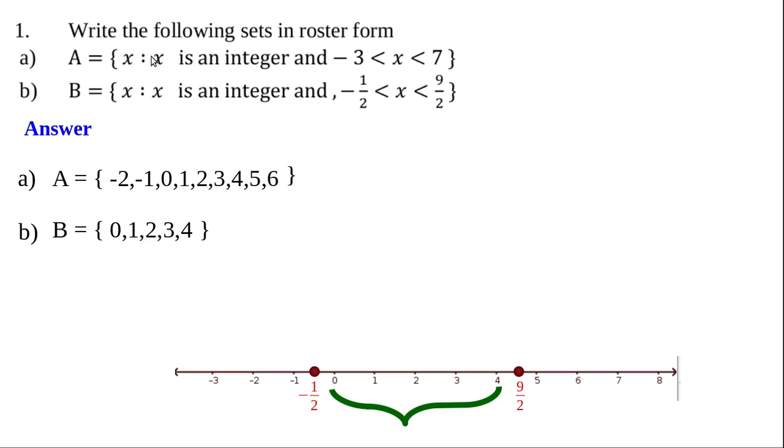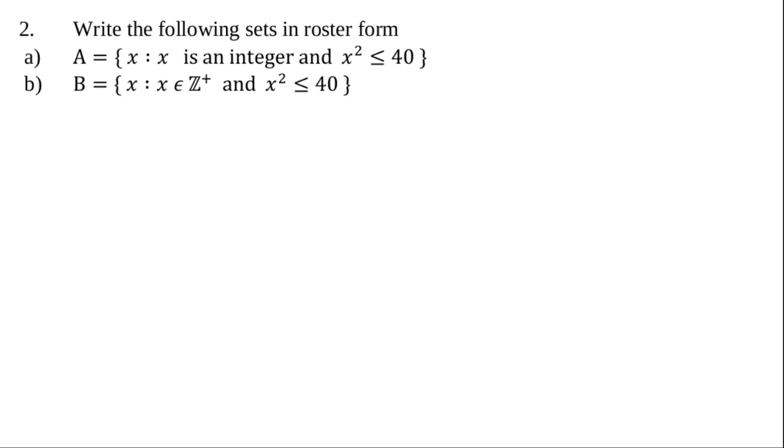Now we converted these two sets in set builder form into roster form. Clear? Now write this question and answer in your notebook at first. After that, see question number 2. What is question number 2? Write the following set in roster form. Another question. A is equal to the set of all x such that x is an integer and x square less than or equal to 40. Let us start.